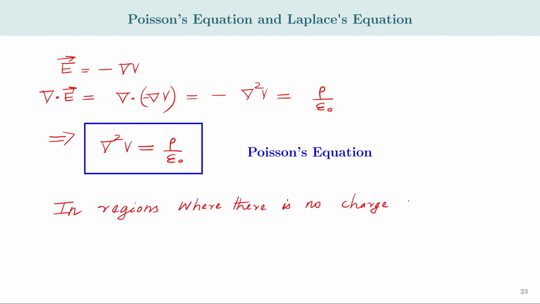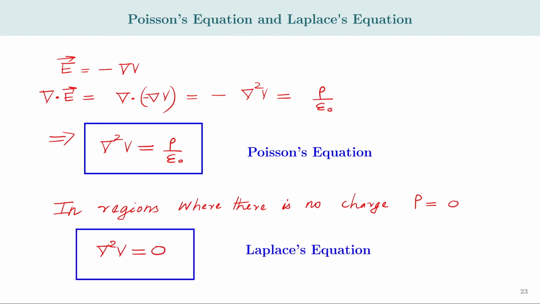In regions where there is no charge, we have the charge density rho equal to 0. In that case, Poisson's equation reduces to del squared V equal to 0, and this equation is known as Laplace's equation.